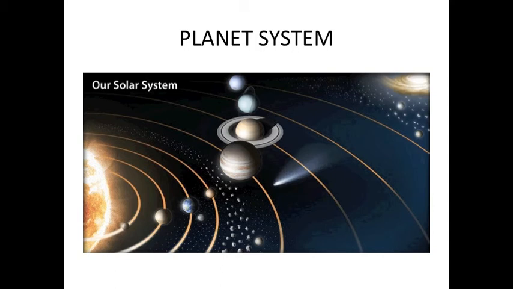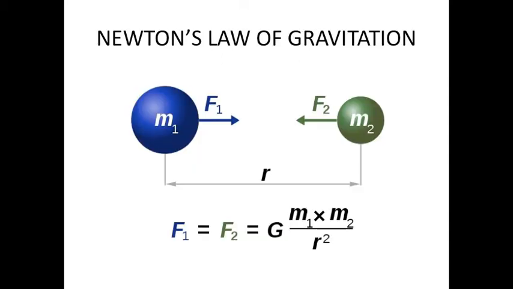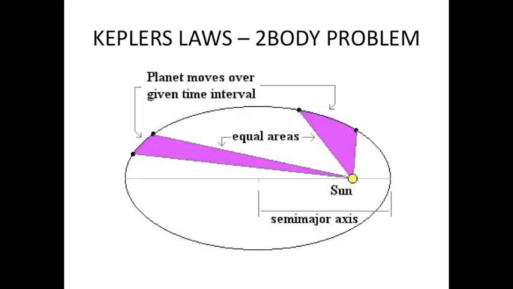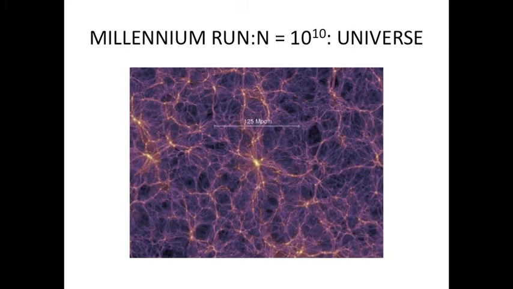By time stepping, the motion of the planets in our solar system can be computed using Newton's law of gravitation. This made Isaac Newton master of the universe because he could solve the two-body problem and prove Kepler's laws from one single law. In the Millennium Run, the formation of galaxies after the Big Bang was simulated as an n-body problem with n equal to 10 to the 10.